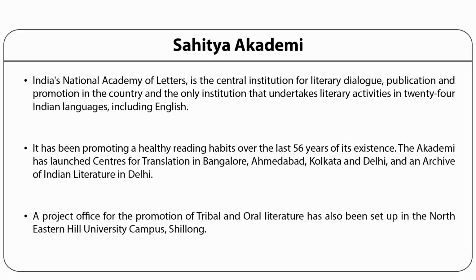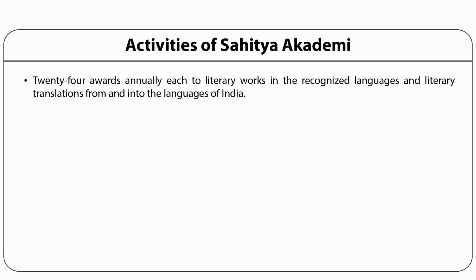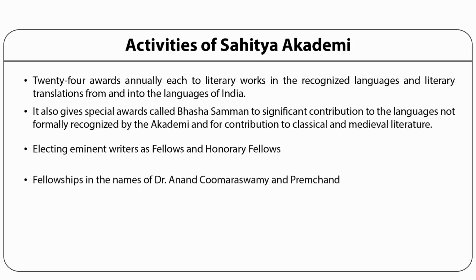Hill University campus, Shillong. Various activities of Sahitya Akademi include 24 awards annually, each to literary works in the recognized languages and literary translations from and into languages of India. It also gives special awards called Bhasha Samman to significant contribution to the languages not formally recognized by the Academy and for contribution of classical and medieval literature. Electing eminent writers as fellows and honorary fellows. Fellowships in the name of Dr. Ananda Coomaraswamy and Premchand.